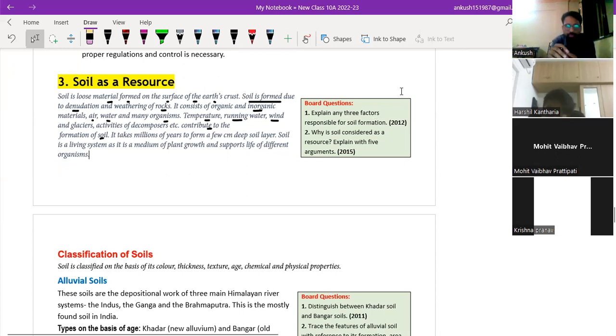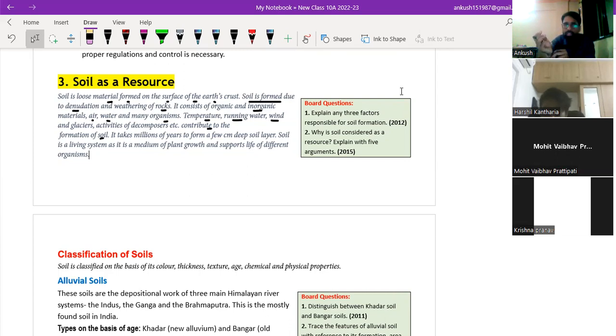Next is, it takes millions of years to form a few centimeter deep soil layer. Millions of years. As denudation and weathering of rocks actually take a lot of time just to cover the land with 1 centimeter as well. It takes a lot of time, many years.